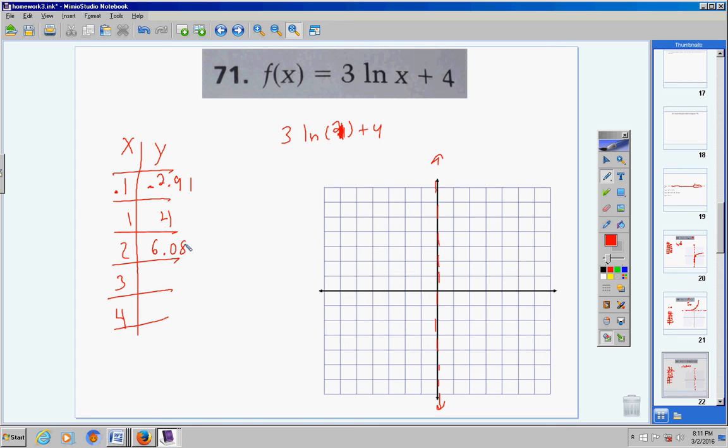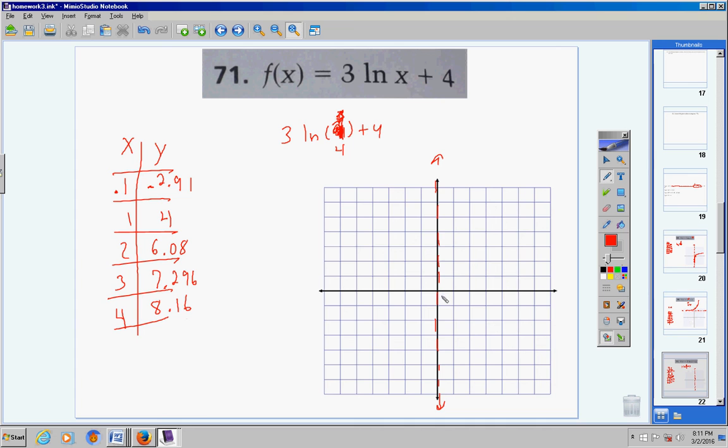Okay, now we're going to substitute 3 in for x. 3, natural logarithm of 3, close your parentheses, plus 4, and that's going to give you 7.296. Lastly, we're going to put 4 in for x. So 3 times the natural logarithm of 4, close your parentheses, plus 4, will give you 8.16.